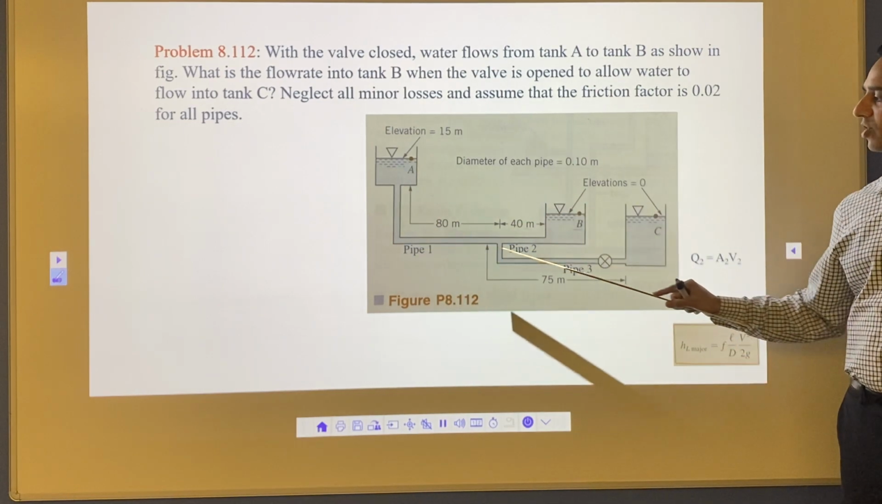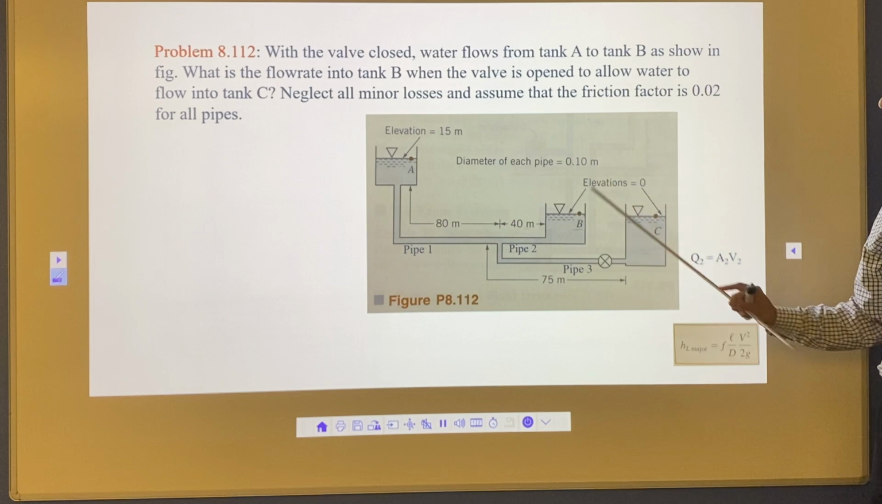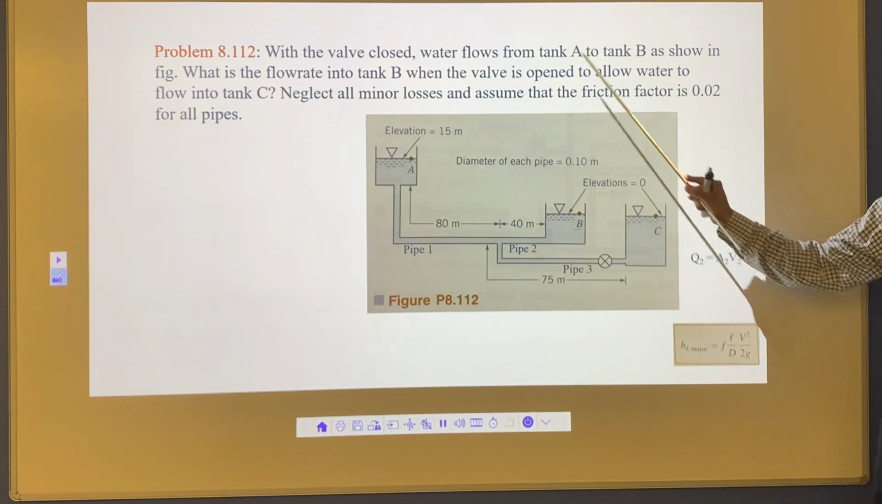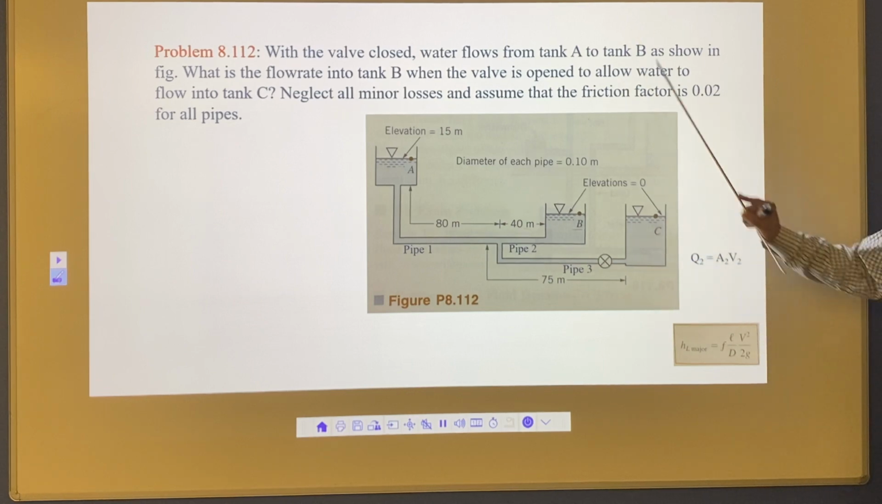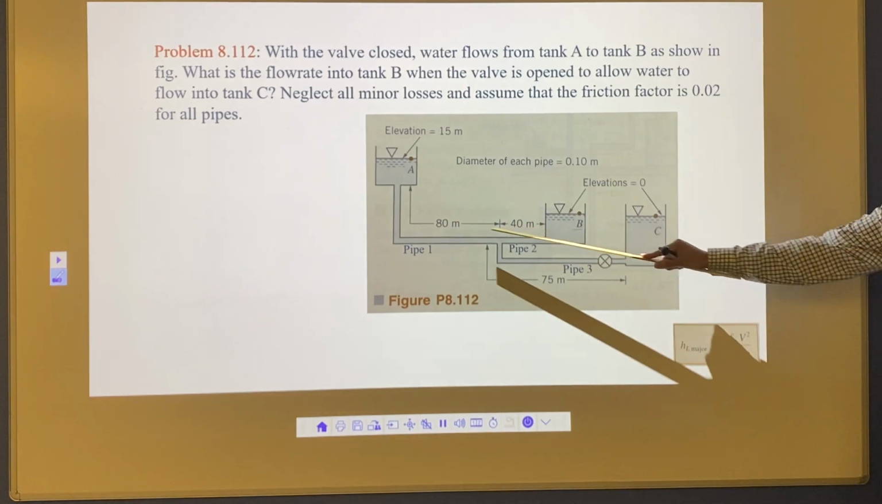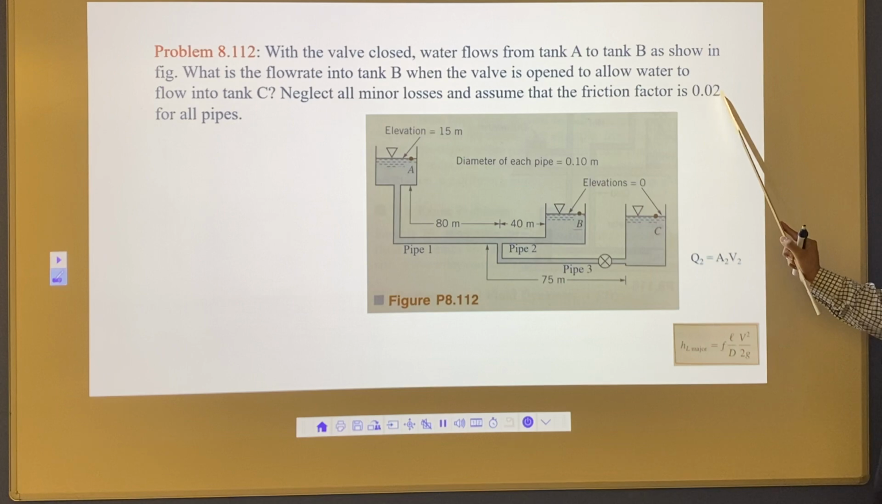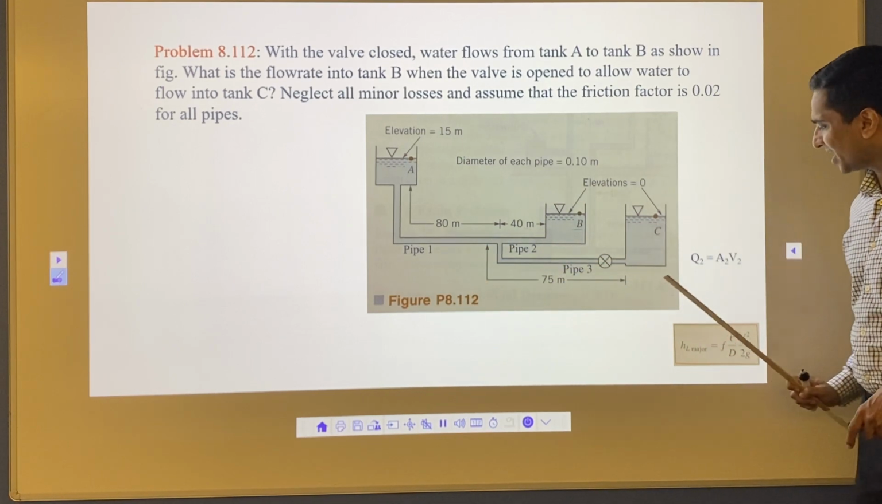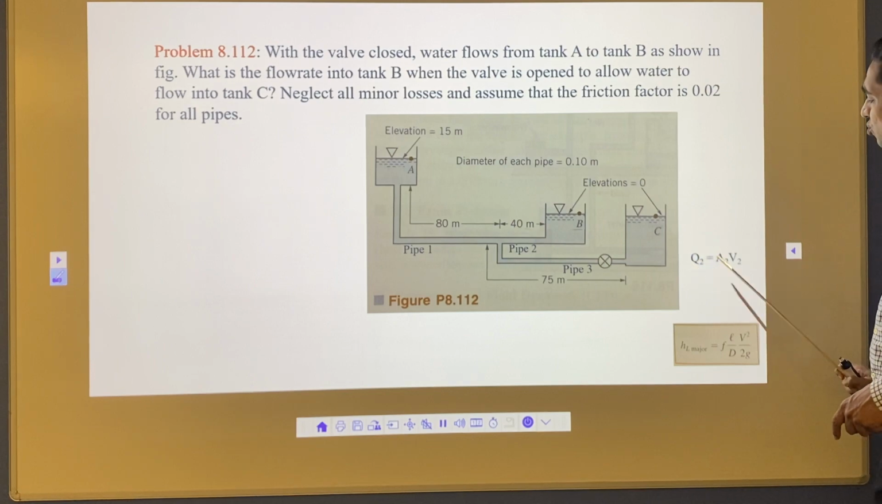Length is given for pipe 1, pipe 2, pipe 3. The diameter of each pipe is exactly the same. The problem is to calculate Q2. So you can read the problem if you want. Here the friction factor for all these pipes is 0.02. So 0.02, 0.02, 0.02 is the same. And since our objective is to calculate Q2, in this case we can calculate V2 and then calculate Q2.